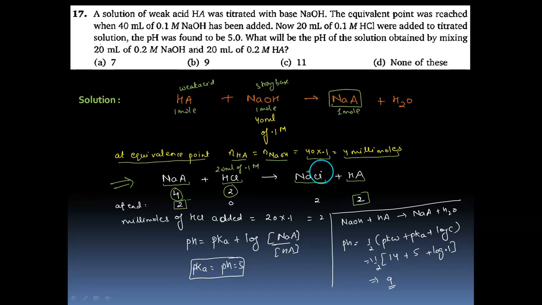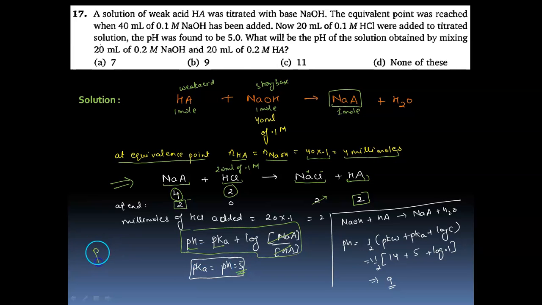NaCl is a salt of a strong acid and a strong base, and therefore it is not going to hydrolyze and not contribute towards pH change, so we can neglect this. So we can see it's a case of a buffer. Why? Because we have a weak acid and its salt, and they are both in equal proportion because millimoles of HA and millimoles of NaA are equal. So we use the Henderson-Hasselbalch equation, which is pH equals pKa plus log salt upon acid. Since they are the same, they cancel, so pH is equal to pKa, which is equal to 5.